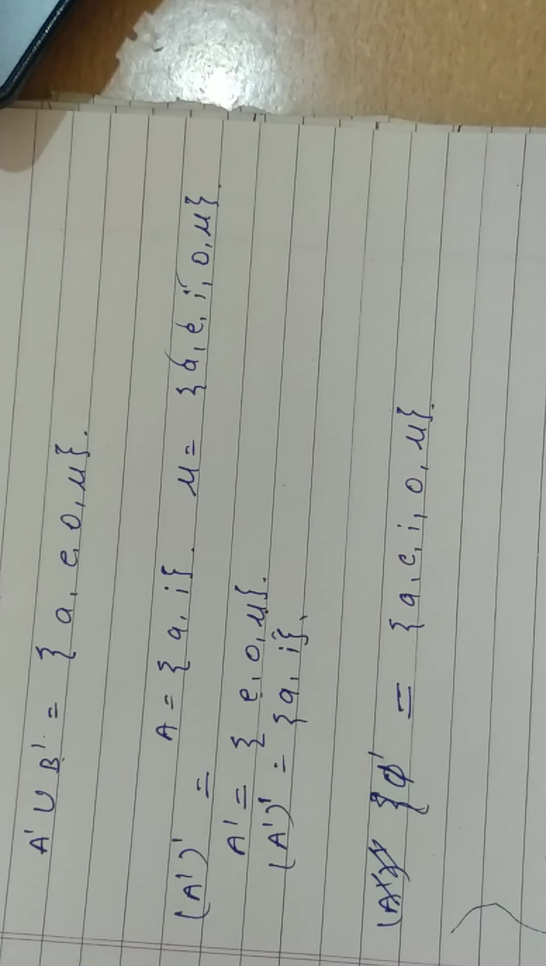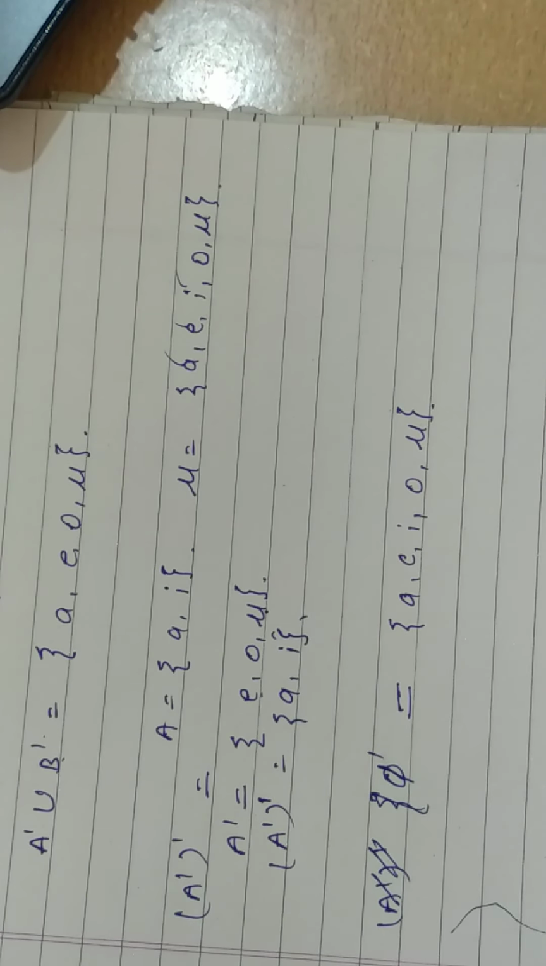In the third part we found A union B complement, and in the sixth part we find A complement intersection B complement. Then what do we get? Again we get the same elements, O and U. Okay, so from fifth and sixth, can we say that A union B complement is equal to A complement intersection B complement? Okay, from fifth and sixth part.